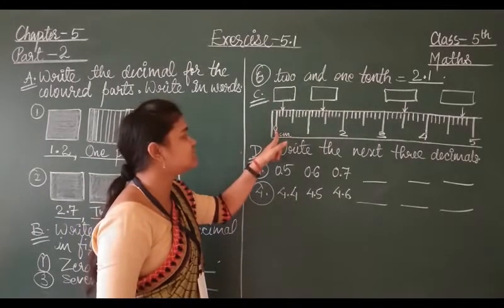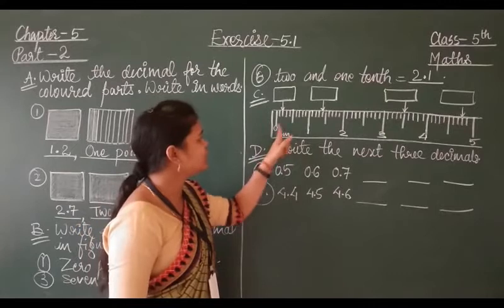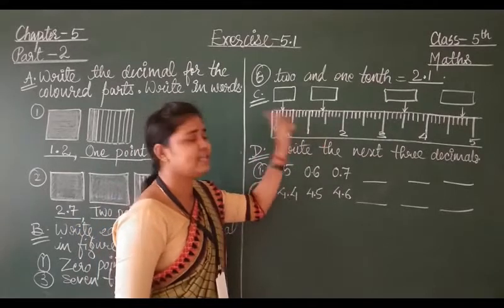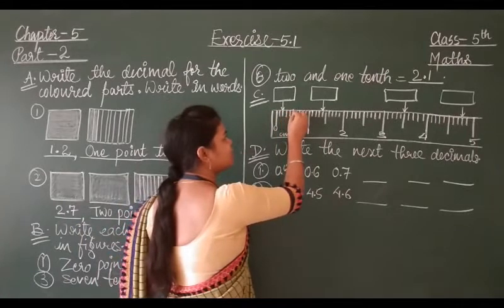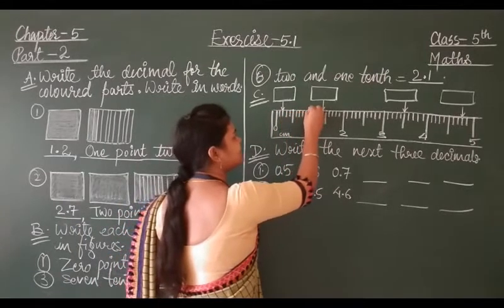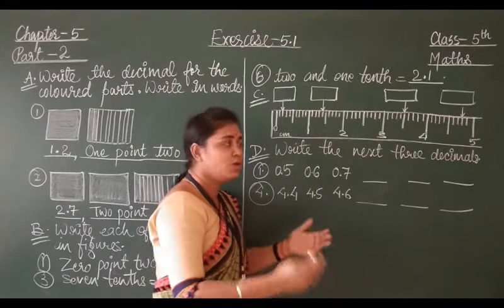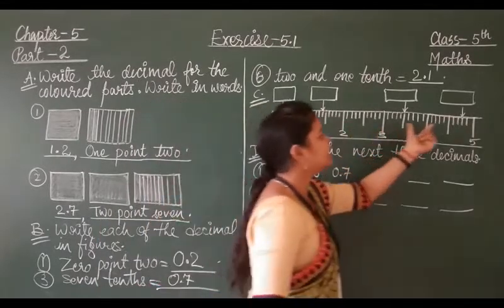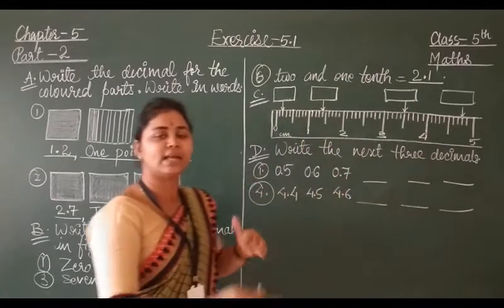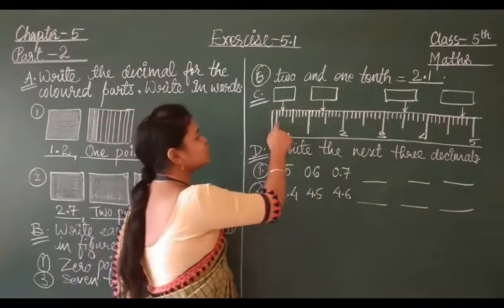So see students, moving from 0 to 1, 10 lines will be there, meaning 9 lines will be there: 1, 2, 3, 4, 5, 6, 7, 8, 9, and this will be the 10th line. Like this, after each number, 9 lines are in between, and the 10th line is the next digit.